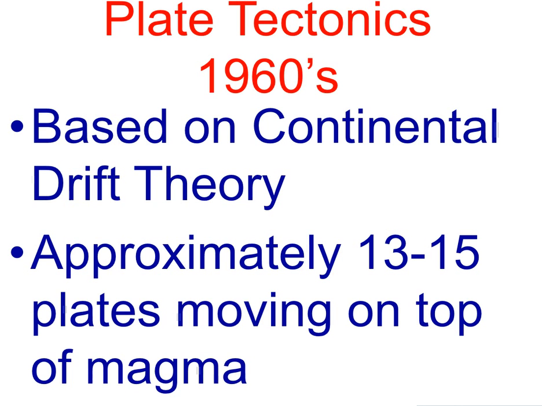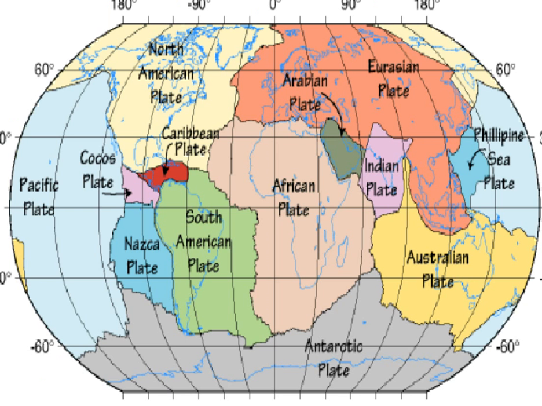Plate tectonics, based on continental drift theory. So we're all floating on tops of 13 to 15 plates, moving on top of magma. That's plate tectonics. Here you can see the plates. Here's ours, the North American plate, Eurasian plate, the Indian plate. You can see all these plates right here are responsible for movement, our seismic activity, things like earthquakes, volcanoes, things like that, and we'll get into their movements and what things they cause later on.